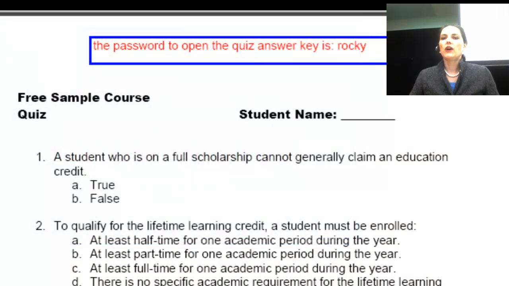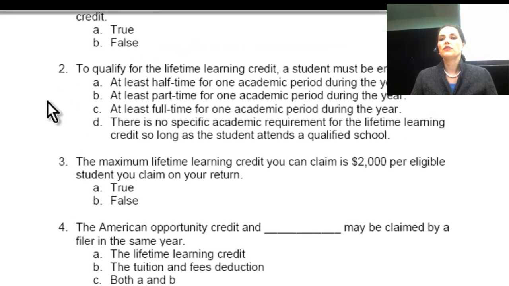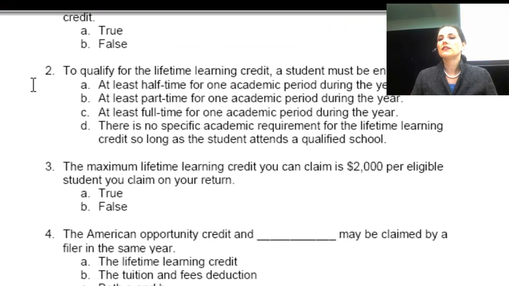So I have up in front of you now the quiz for the free sample course. And if you would like to unlock the answer key for this particular quiz assignment, the password to do so is Rocky, R-O-C-K-Y. Let's go through the quiz questions together. Number 1, a student who is on full scholarship cannot generally claim an education credit. That is a true statement. If you are on a full scholarship, it would mean you do not have educational expenses, so you couldn't claim a credit.